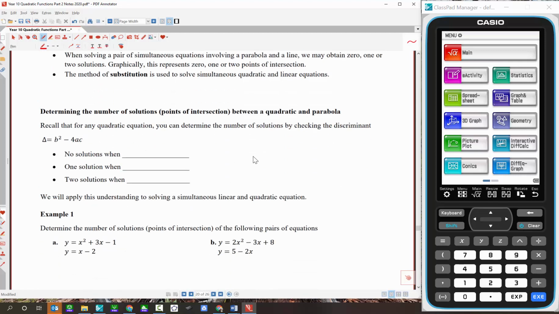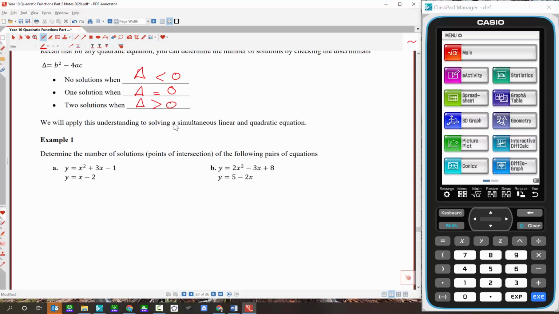All right, determining the number of solutions or points of intersection. So once we've equated the two things off, we can use the discriminant check to see how many intersections we're going to get. So there's going to be no solutions when the discriminant, this thing here, is less than 0. There's going to be one solution, i.e. a tangent, when the discriminant is equal to 0. And when the discriminant is larger than 0, we're going to get two solutions.